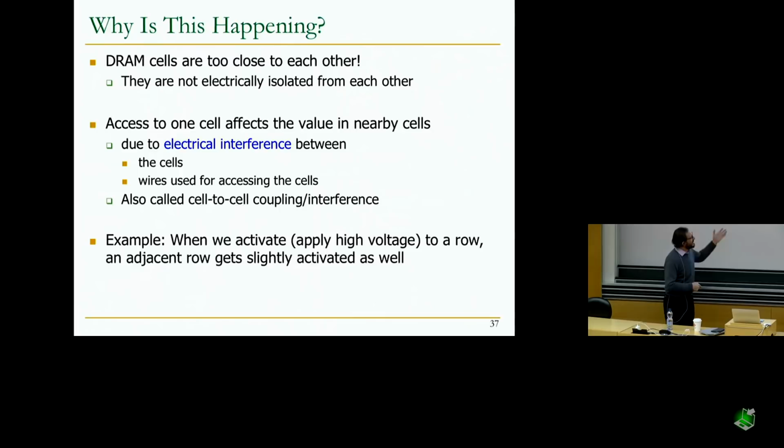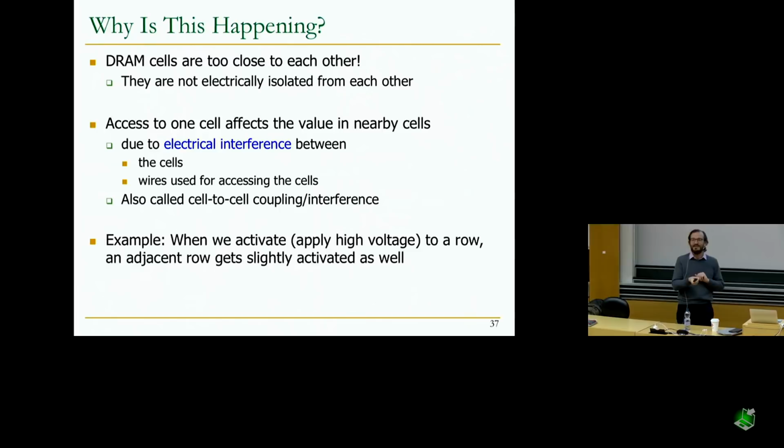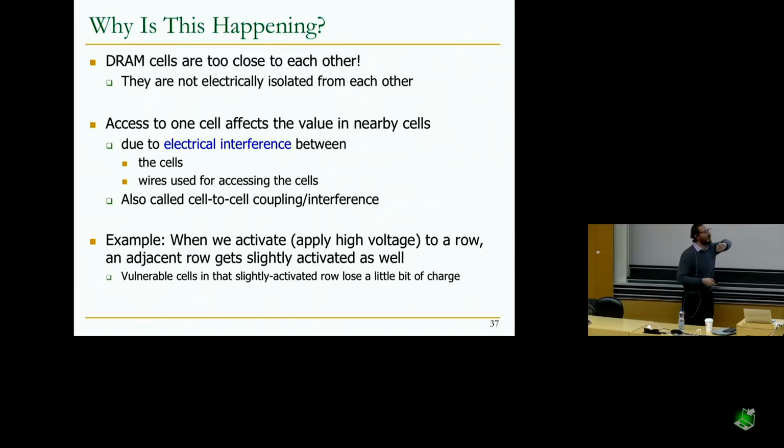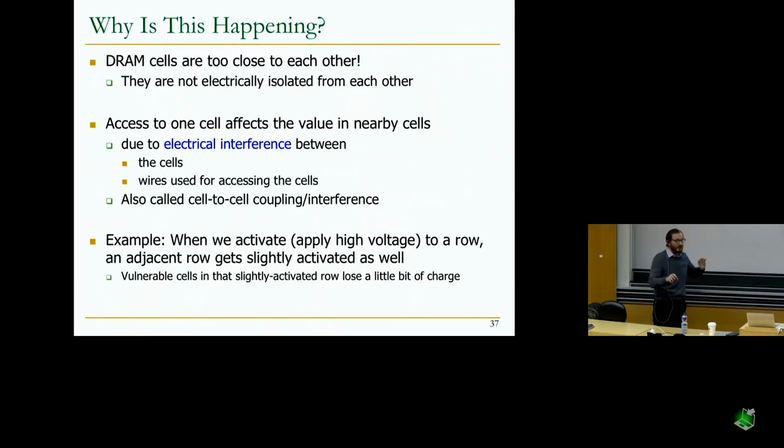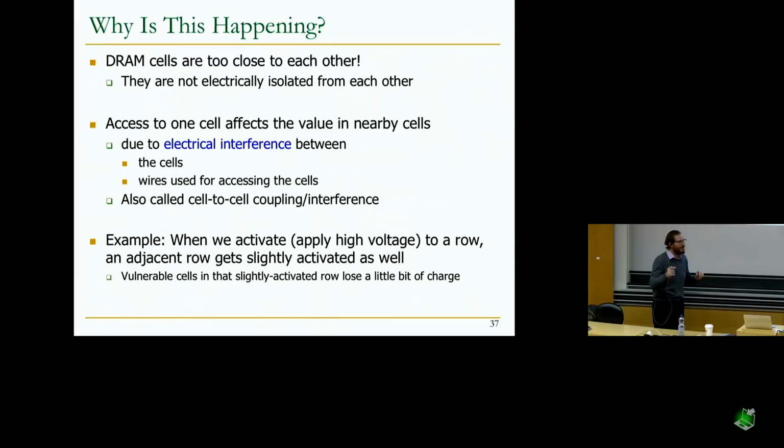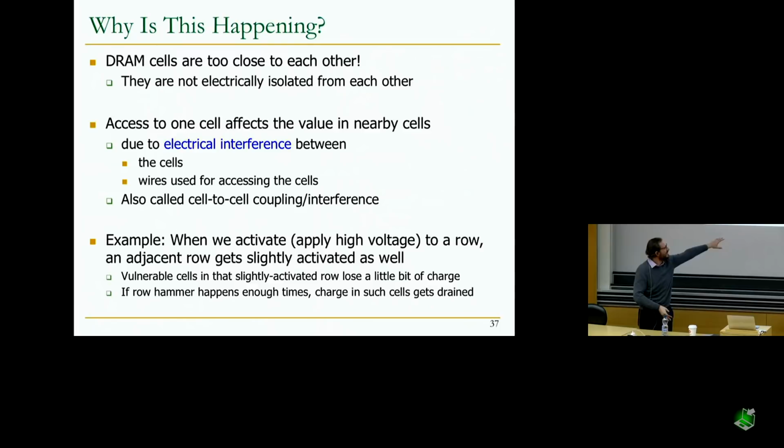So in this example, when we activate or apply high voltage to a row, an adjacent row gets slightly activated as well. Now, if this happens, vulnerable cells in that slightly activated row lose a little bit of charge. And I said vulnerable cells because not all cells are vulnerable to this. Some cells are really strong, some cells are really weak. There's a lot of heterogeneity in the memory cells. And if row hammer happens enough times, if you do this hammering enough times, charge in such vulnerable cells gets drained. As a result, you lose the data.